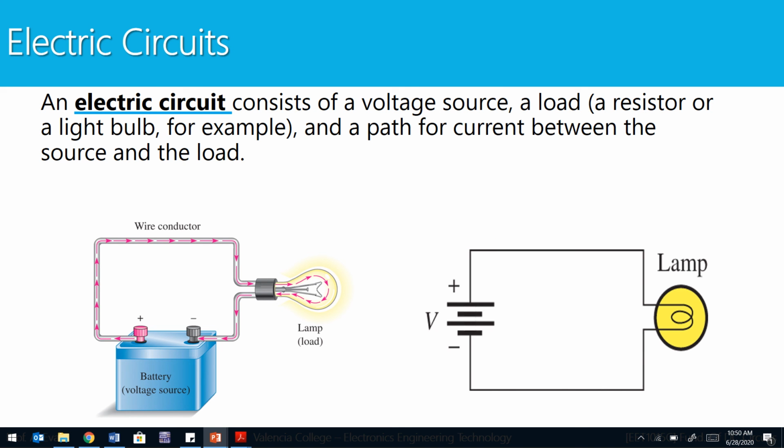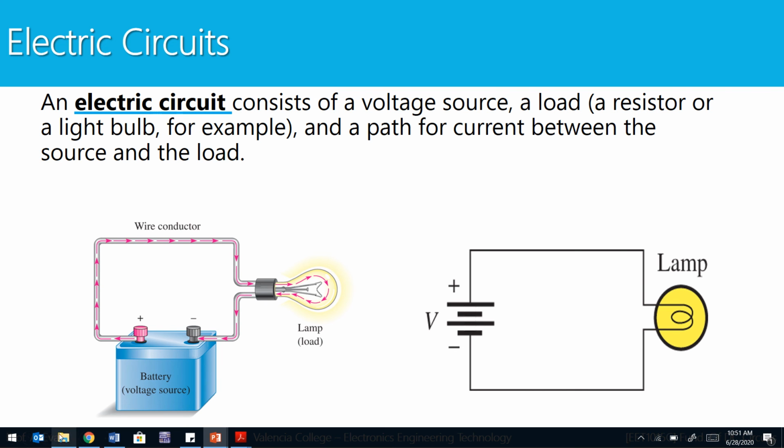Now we're going to talk about some basic properties of electric circuits. So our basic definition of a circuit is that it consists of a voltage source, a load. Now a load could be a resistor or a light bulb, those are examples, and a path for current between the source and the load. The most important part of this definition is the part about the path. Current must have a closed path to follow.